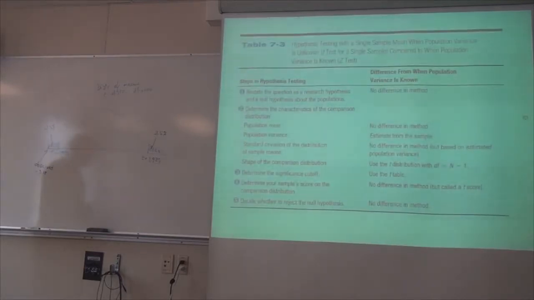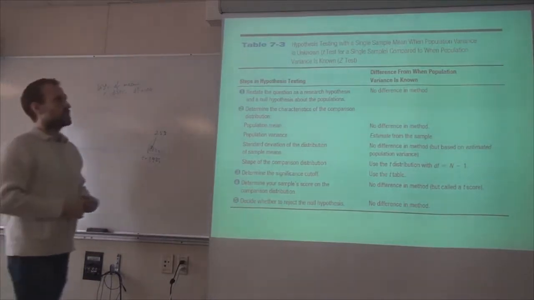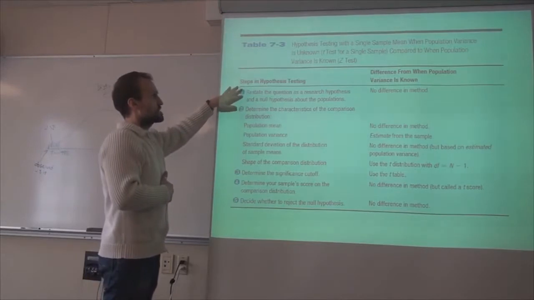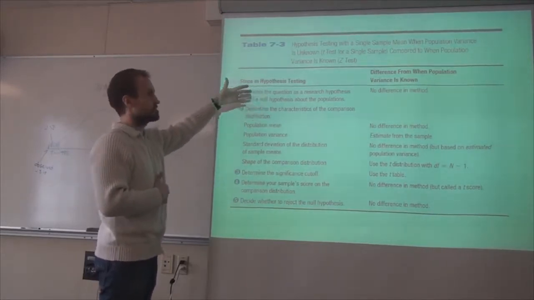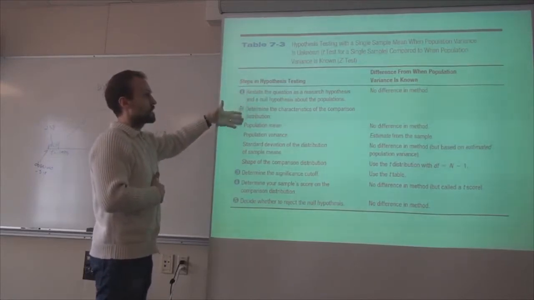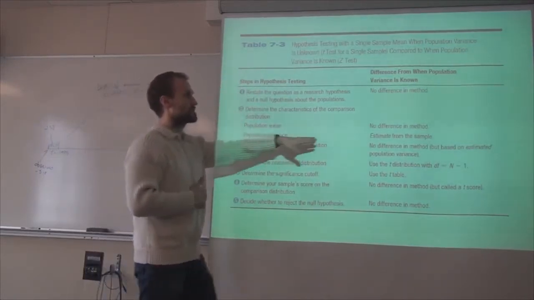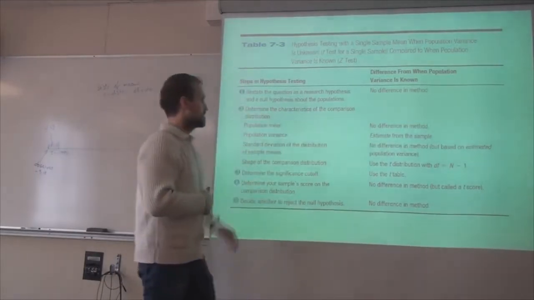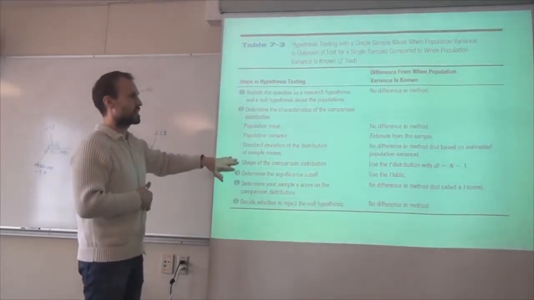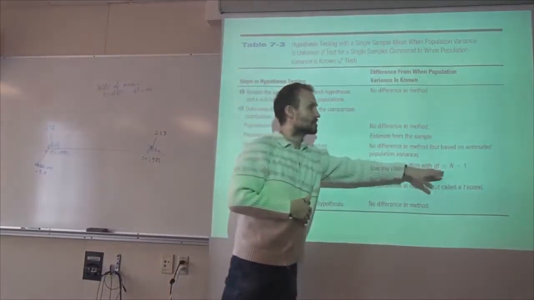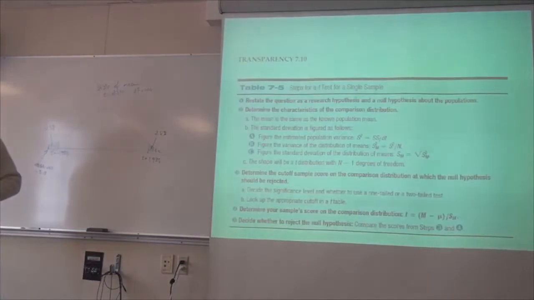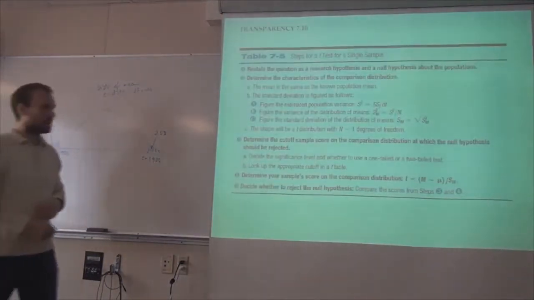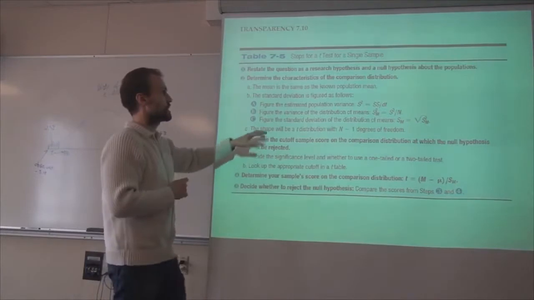Okay, so this is just a summary of the steps. I restate the question as the research and null hypothesis. That's no different than before. Population mean, no difference. Population variance, I just have to estimate from the sample. No difference in the method for calculating anything else. I just have to use degrees of freedom and my t-table. And there's just a summary of the different things we need to be able to calculate.